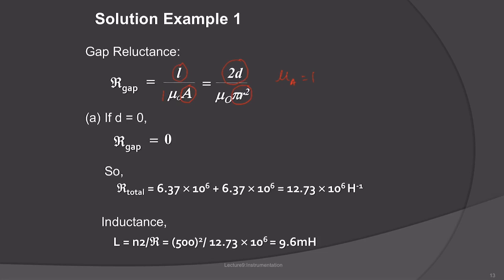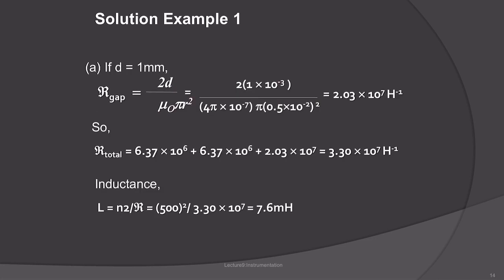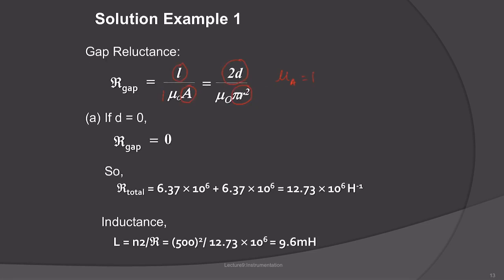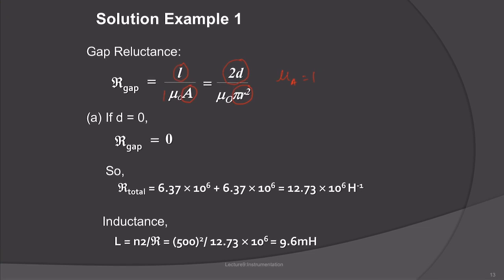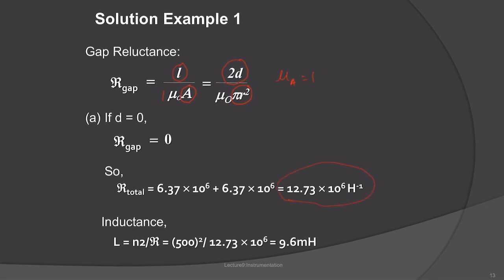Since this sensor is designed as a displacement sensor, meaning the reluctance will be different if the distance is different. So therefore here, we will calculate for two types of distance, which is d equal to 0, and the second one is d equal to 1 mm. So when the gap is 0, the total reluctance will be equivalent to 12.73 mega per Henry because the reluctance of the gap will equal to 0.